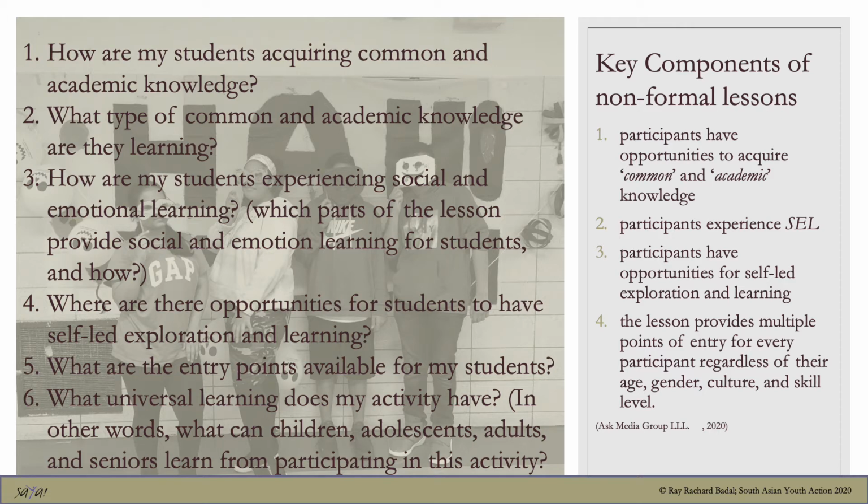Number 6, what universal learning does my activity have? And that key word in number 6 is universal. In other words, what can children, adolescents, adults, or even seniors learn from participating in the activity? So we want to be able to create activities that allow anyone within a community that may be a participant successfully involve themselves within that activity so that they're learning something.